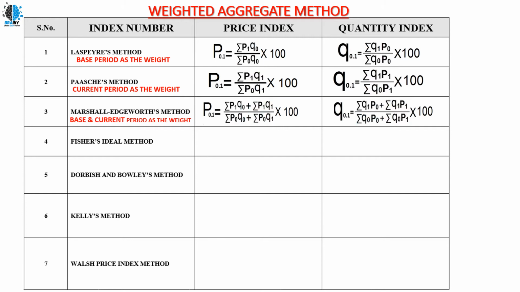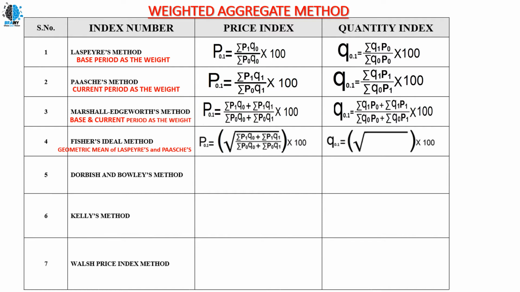Coming to Fisher's. What Fisher has done is the geometric mean of Laspeyres and Paasche. Fisher's ideal method is nothing but the geometric mean of the Laspeyres and Paasche methods. So the price index P01 is equal to under root, into 100. What will we have in the under root? We will have this value. What is this formula? This is the Marshall formula, which we have in the under root. So this is Fisher's method for price index. Next, the quantity index has the same formula. Under root, we have the same Marshall formula here. So this is all about Fisher's method.